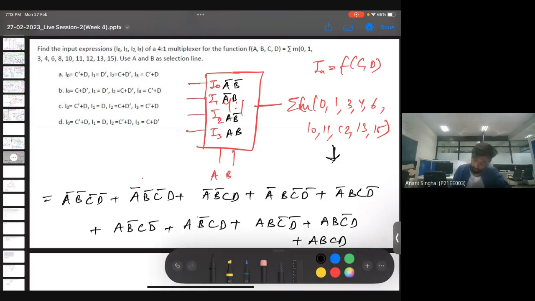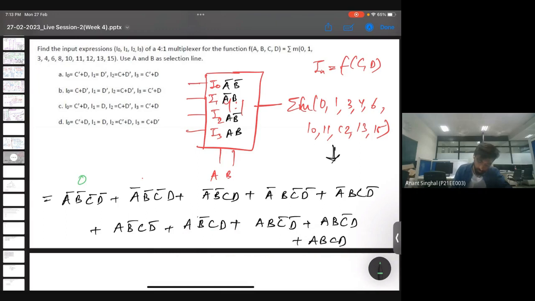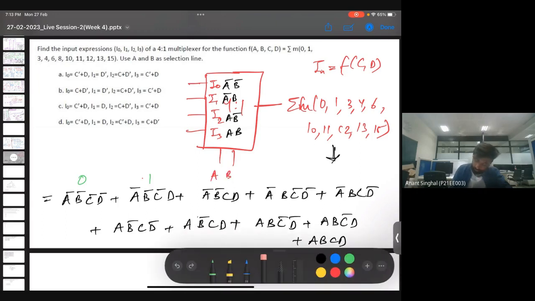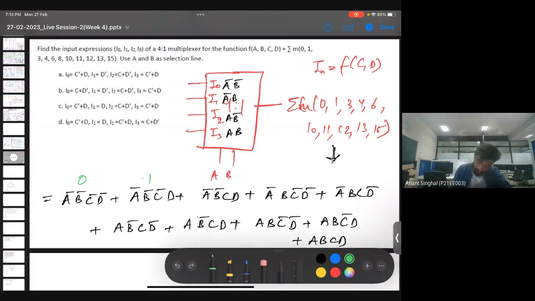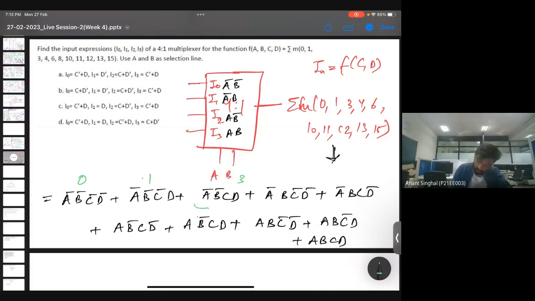Have I written anything wrong? This is 0, this is 1, this is, okay, let me try to undo it. This is 0, 0, 1, 1, this is 3. Why is it happening? This is 4, this is 6, this is 10, 11, 12, 13, and this is 15. Is it clear? Anyone?